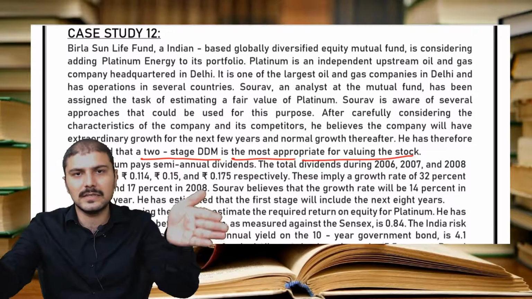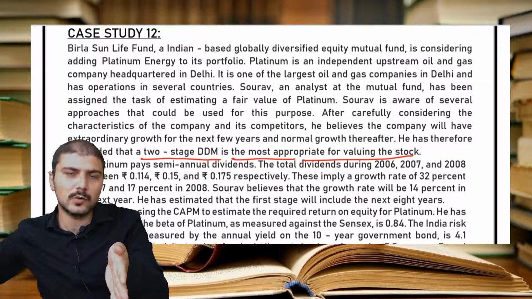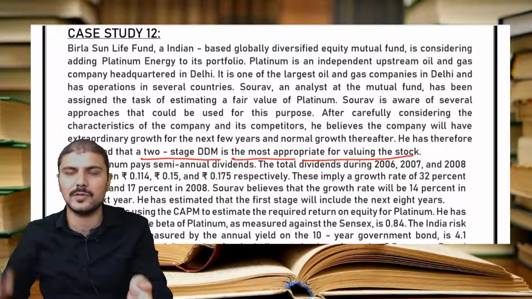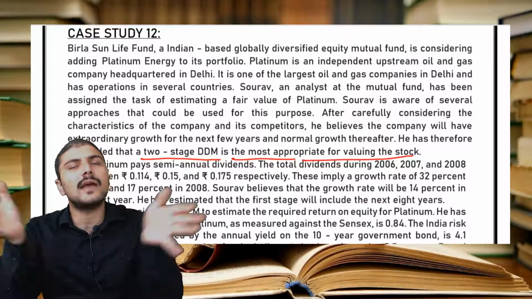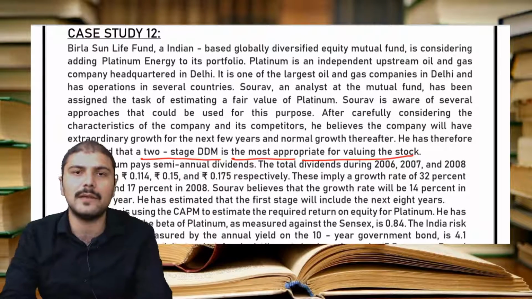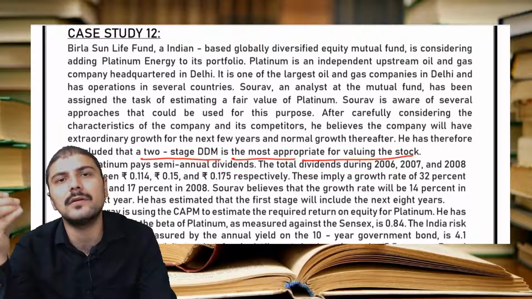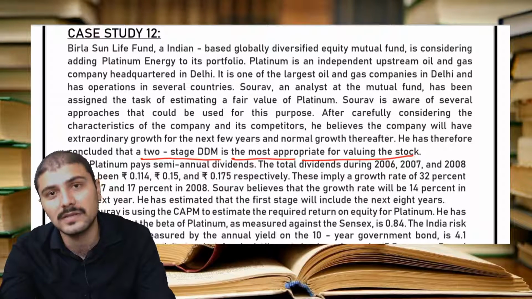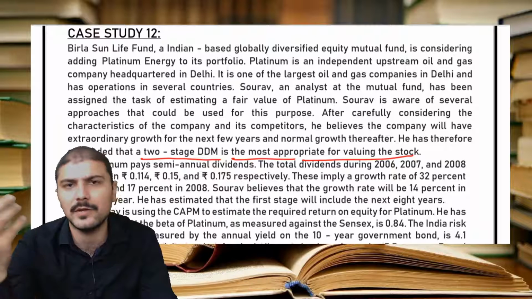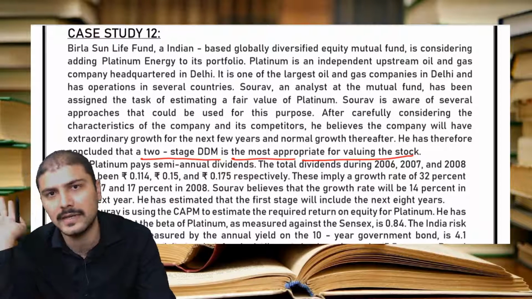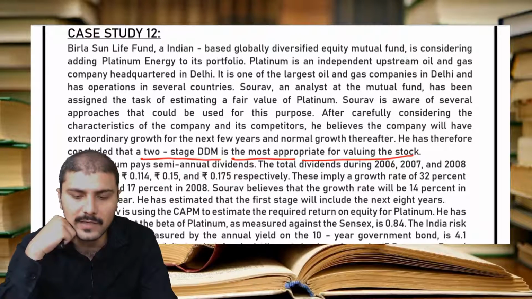In the first stage, there will be some higher growth rate. In the second phase, the growth rate will be stable till the perpetual period. So for the time in which the growth rate is high, we have to discount the dividends separately, and then from the year in which the growth rate will be constant till the perpetual period, first of all we need to calculate the terminal value by using D1 upon k minus g. Then you have to discount the terminal value to get the value of the share.